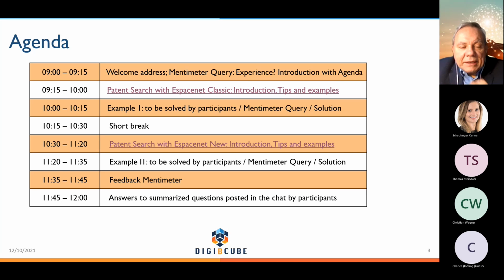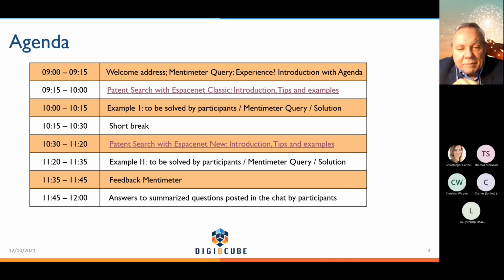Later on, I will then invite you to solve an example yourself. So if you don't have the link, maybe I can put it in the chat, or Karina may put it in the chat, but you will also find it easily by just typing Espacenet. And there are these two, EPO, like European Patent Office, and Espacenet. You get to a page where you have the choice between the two options.